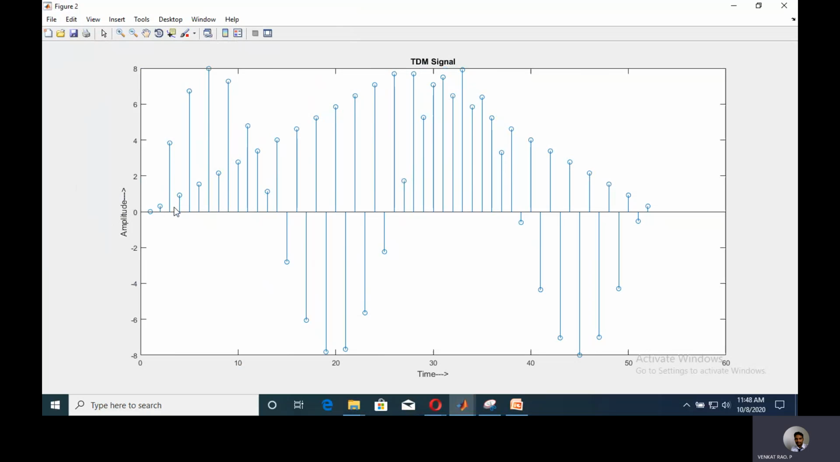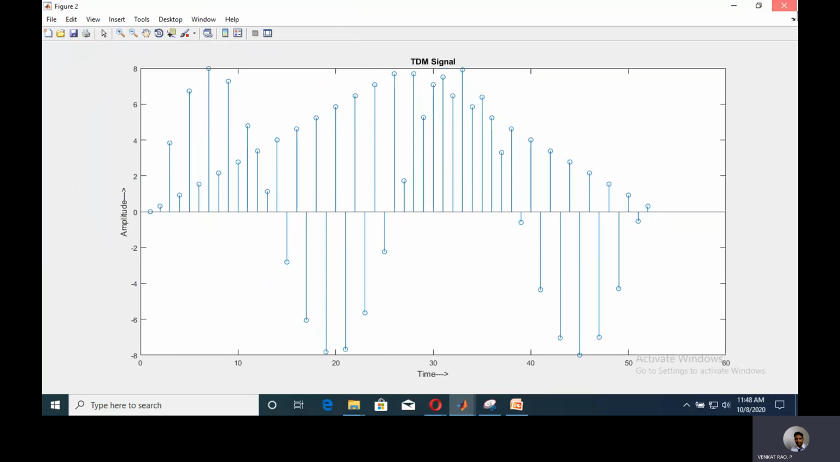For example, if 10 signals are going to be multiplexed, then this gap is going to be shared by the remaining 9 signals. That means the remaining 9 samples are going to be displayed between these two samples. That's how the time is shared, and then the number of signals are multiplexed here.